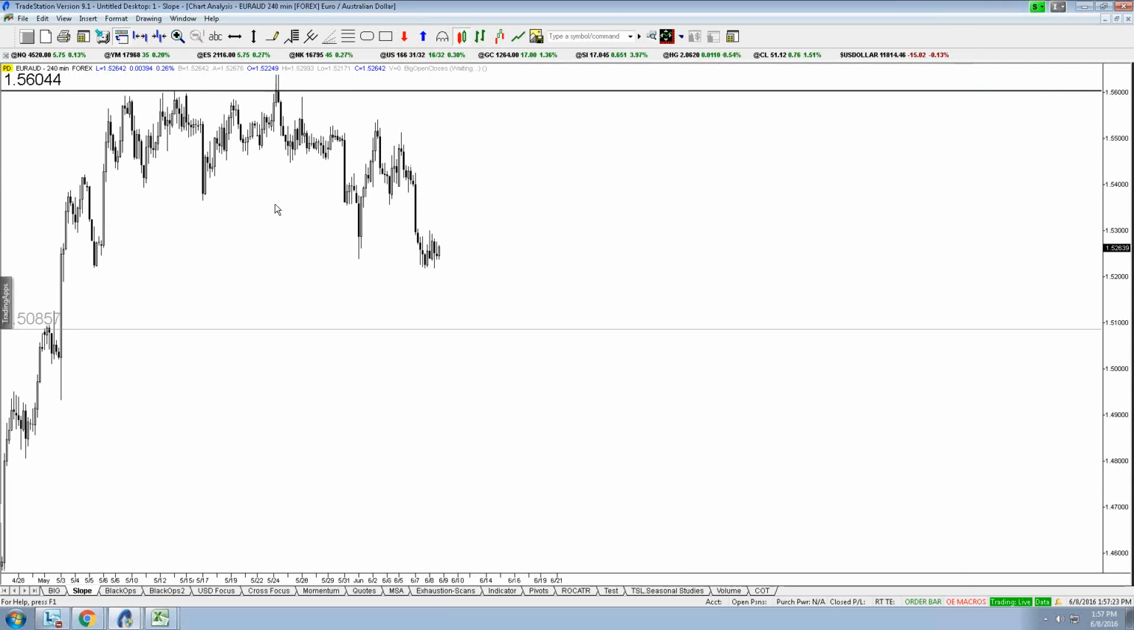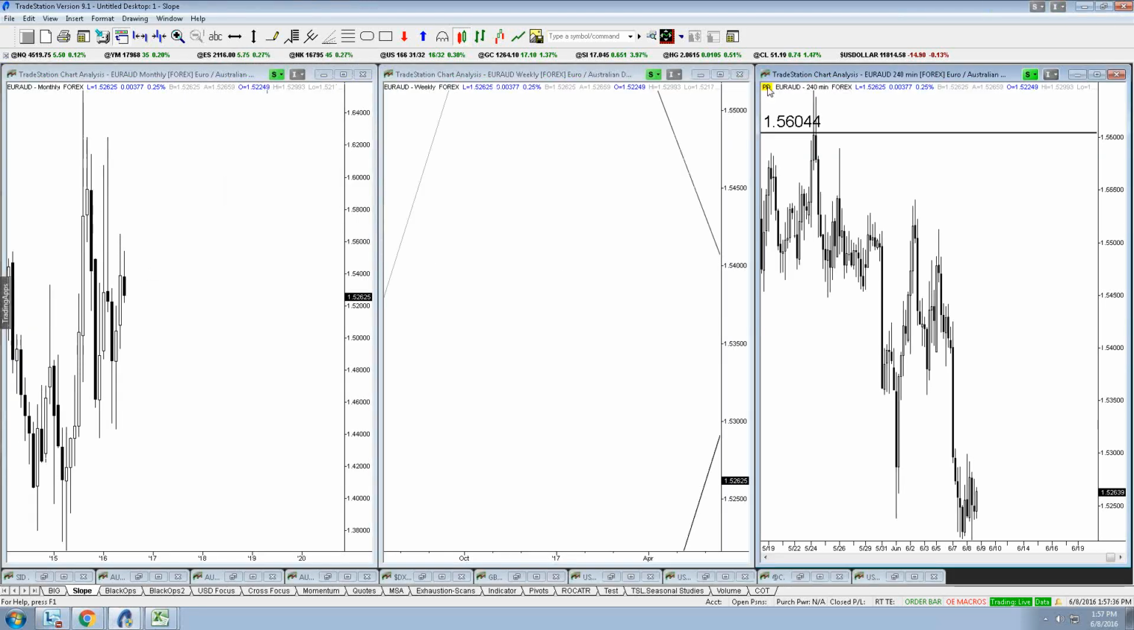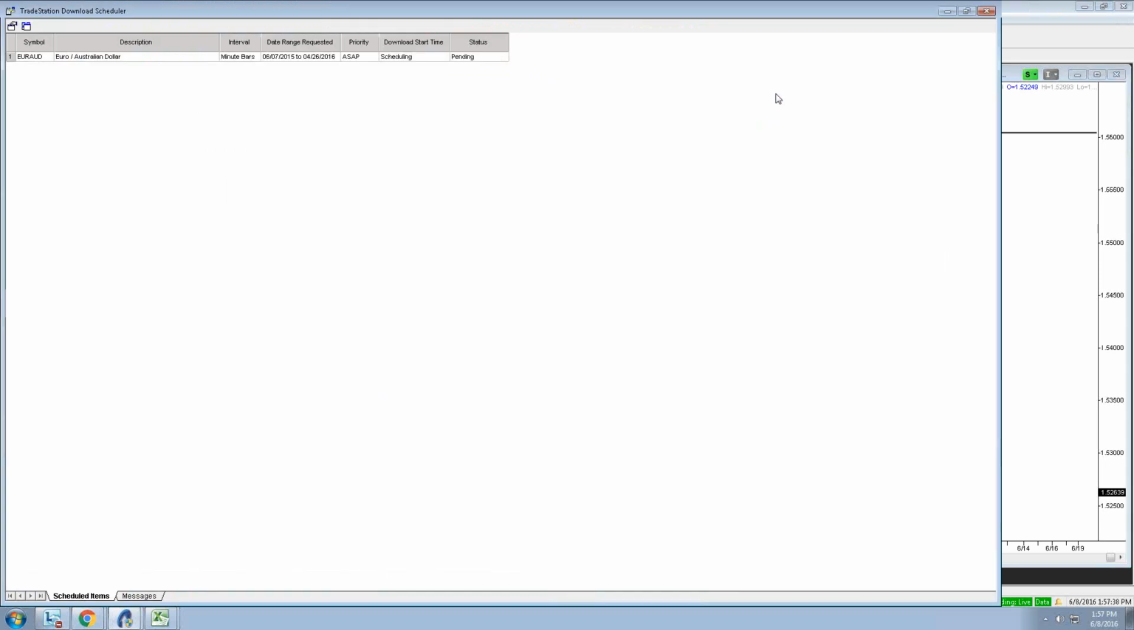Let's see. Hold on, and download the data again. I had to restart my computer earlier, and all the data got deleted, so I have to download it. All right, hold on here.